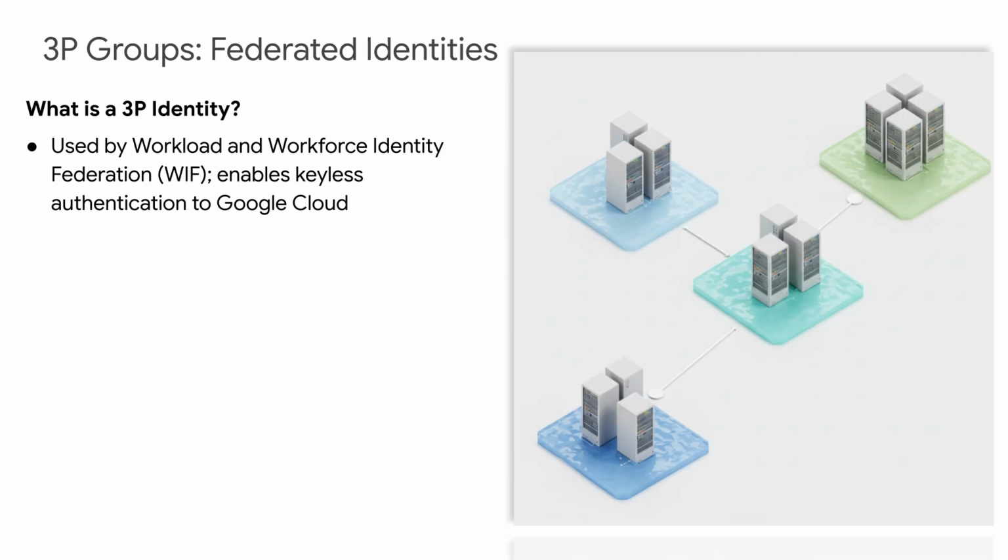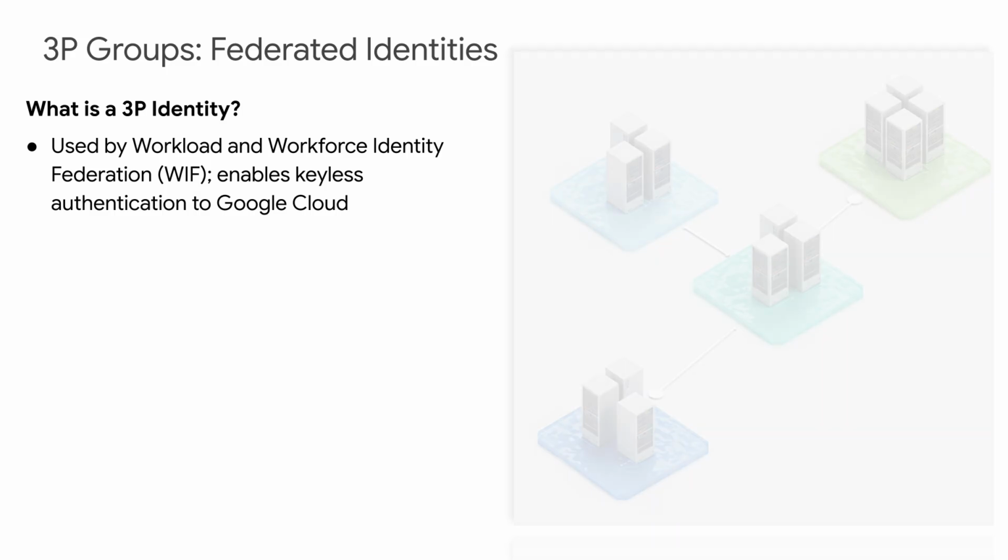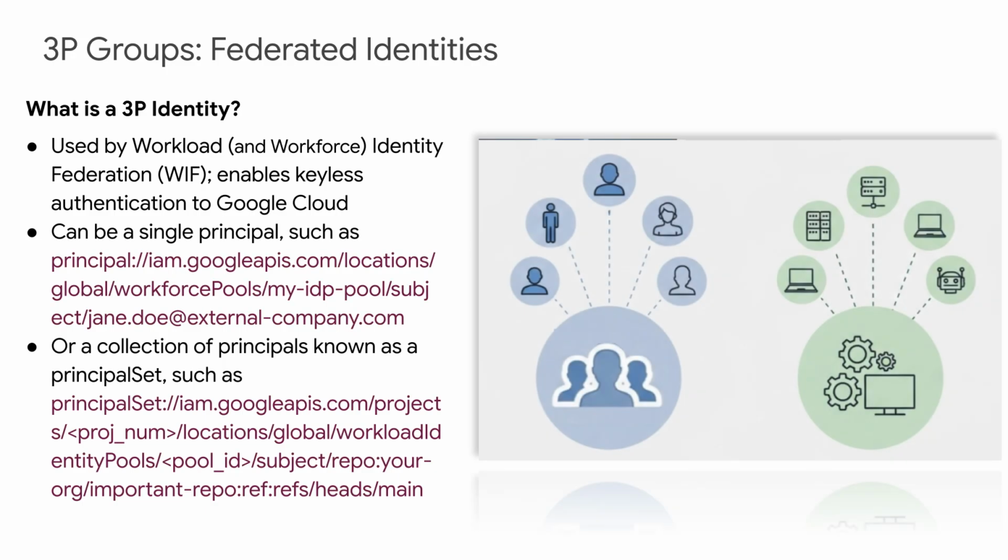Third-party groups involve federated identities from third-party IDPs. These are identities used by Workload or Workforce Identity Federation, or WIF, which enable keyless authentication to our platform. Third-party identities can be a single principal or a collection of principals known as a principal set.